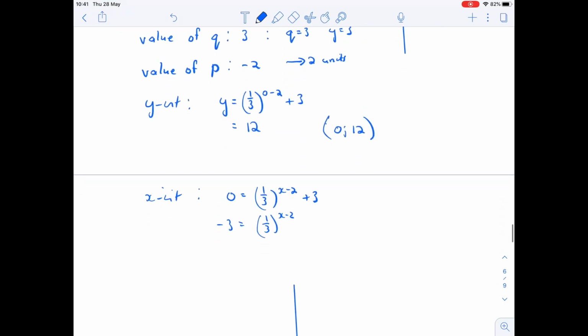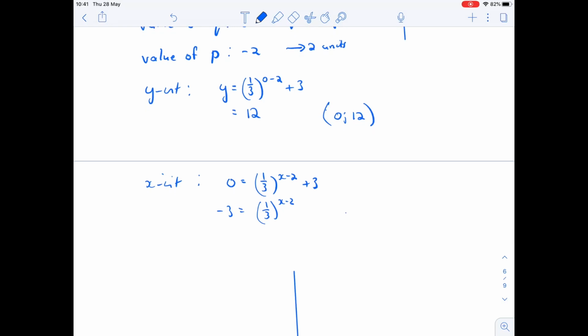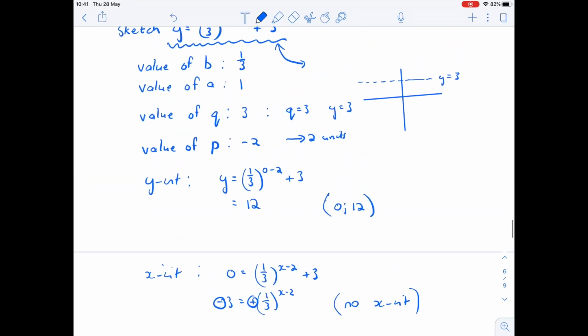-3. Now straight away I can see that's not going to work. There's going to be no x-intercept. Why? Because I can't have a negative equal to a positive. It doesn't make any sense. So now we're going to go back and draw it. Let's remind ourselves.